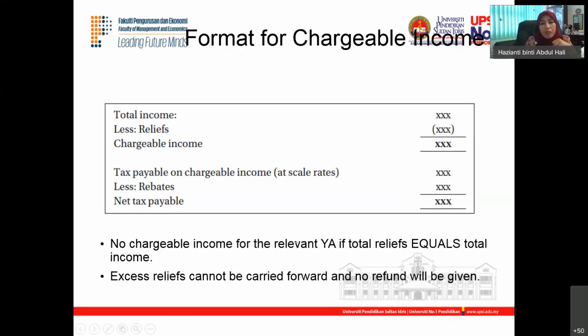So no chargeable income for the relevant year if total relief equals total income. Sekarang ni income lebih dari relief kan? That is why you have a chargeable income. But if this equals to this, there will be no chargeable income. No chargeable income meaning that it will not be taxed. And the excess relief cannot be carried forward and no refund will be given. Let's say your relief is more than total income. There will be no chargeable income and then the relief ni tak boleh carry forward lah. Habis for that particular year only. Okay? But in our calculation up to your exam, don't worry, there will be no case of relief equal total income. Tak ada eh. Make your life easier tak boleh. Kena bagi harder sikit.